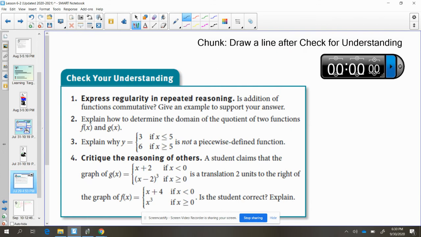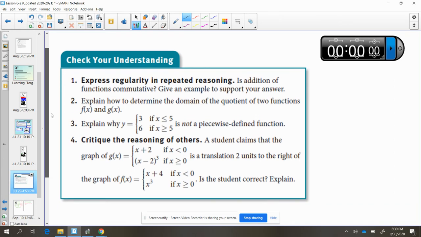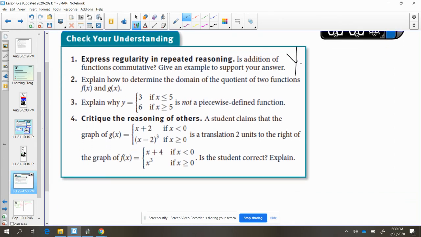All right. Finally, to summarize some of these findings, let's check your understanding to sum it all up. Number 1, is the addition of functions commutative? Yes, it is. We'll skip over that, but yes, this is.